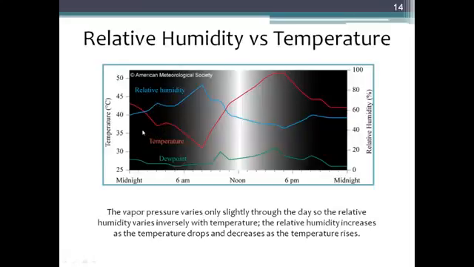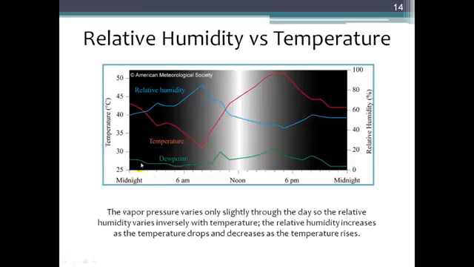And again, remember, warm air can hold more vapor, more moisture than cold air. So as the temperature goes down, the air is not able to hold as much moisture. So the saturation point decreases, which drives the relative humidity percentage up. Right? Compared to when the temperature is hot, it's able to hold more moisture, so the saturation point increases, and that drives the relative humidity down.